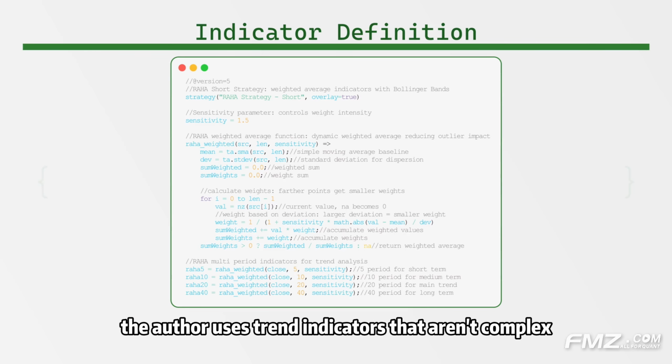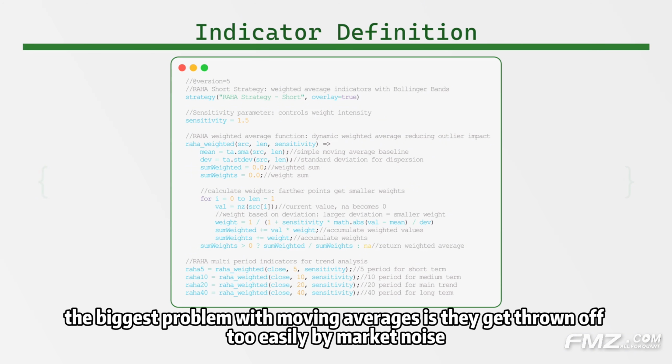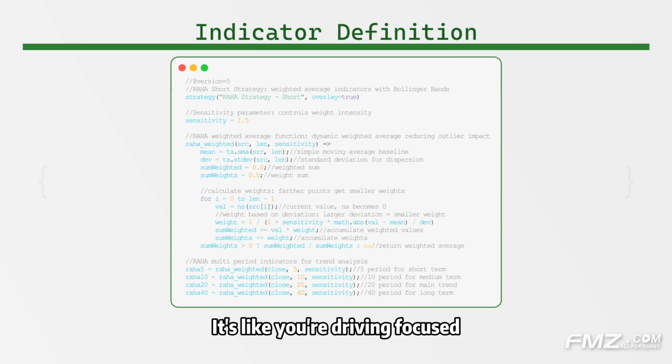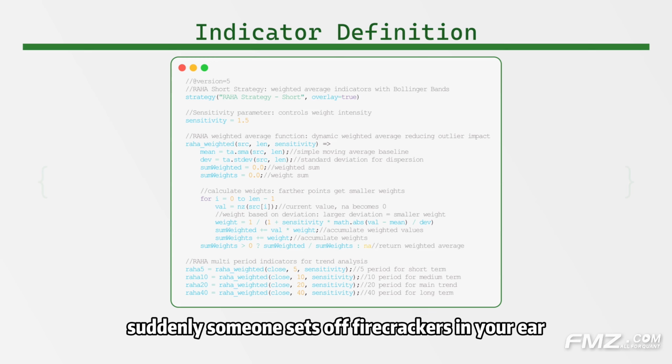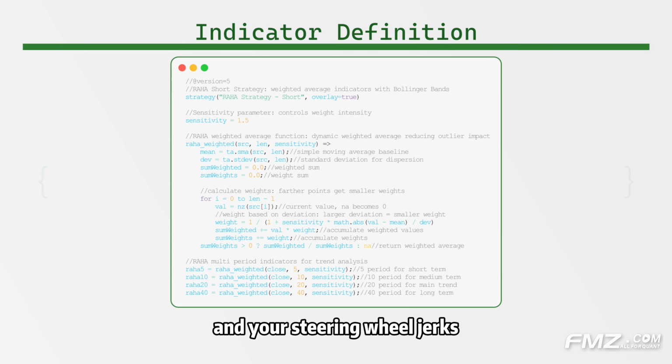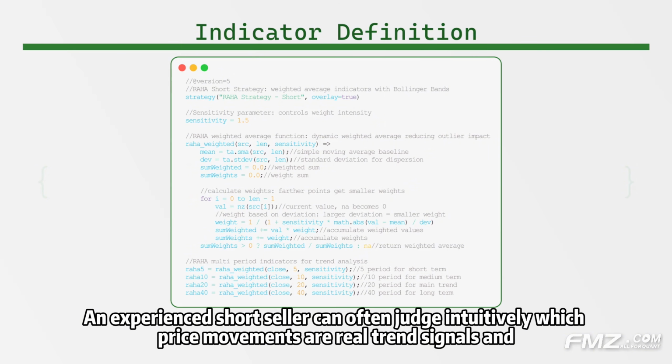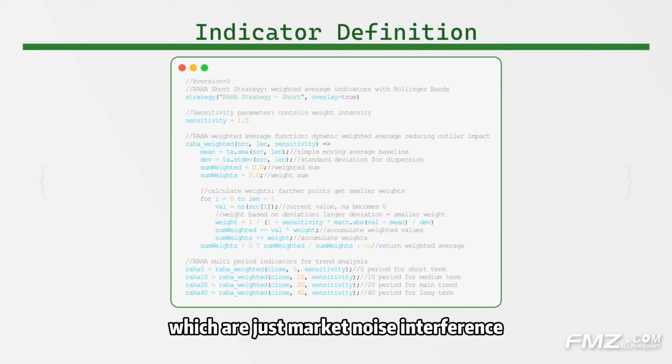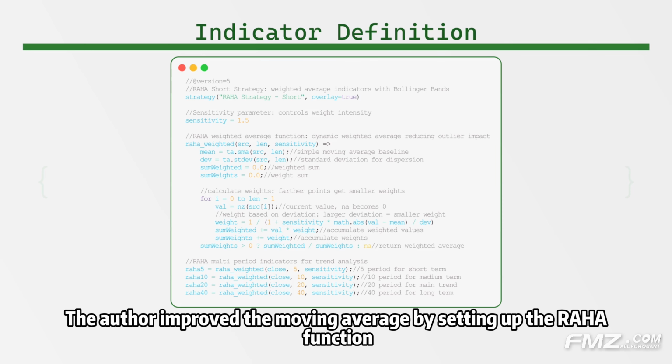As a veteran trader, the author uses trend indicators that are not complex, still moving averages, but the biggest problem with moving averages is they get thrown off too easily by market noise. It is like you are driving focused. Suddenly someone sets off firecrackers in your ear, and your steering wheel jerks, almost driving into a ditch. An experienced short seller can often judge intuitively which price movements are real trend signals, and which are just market noise interference. The author improved the moving average by setting up the RAHA function.